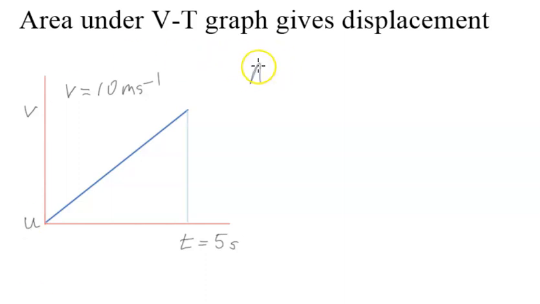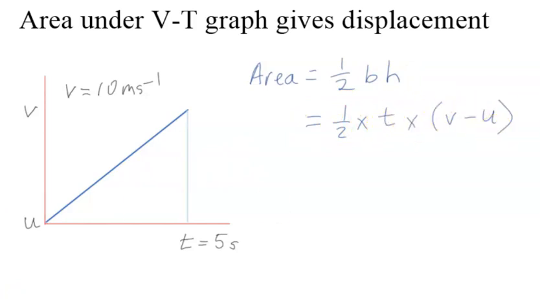So in this case, we use the equation for the area of a triangle, so half times base times height. If we substitute the values in, that's 10 minus 0, and again we cancel out seconds and we're left with 50 times a half, so 25 meters. So the displacement in this case is 25 meters.